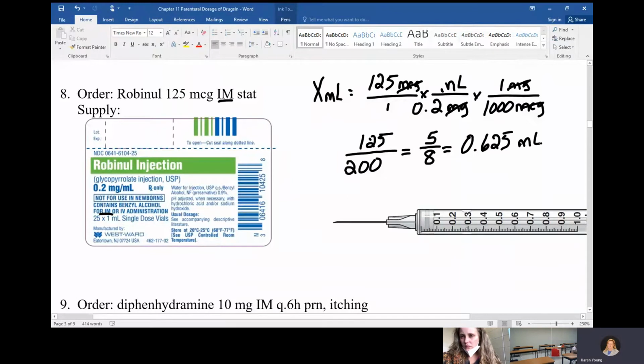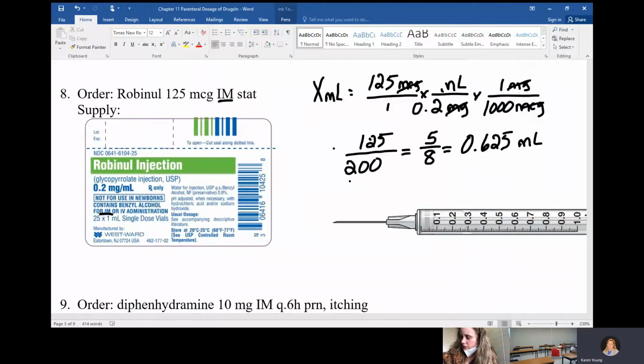So we go to 0.625 milliliters. You could have done the 125 divided by the 200 in your calculators. I was just hoping that once I reduced it, I didn't have to have a calculator. I could do it in my head. I can't do 5/8 in my head.